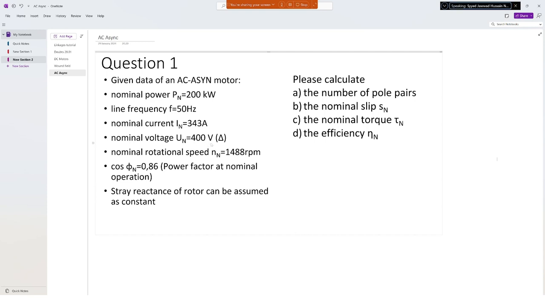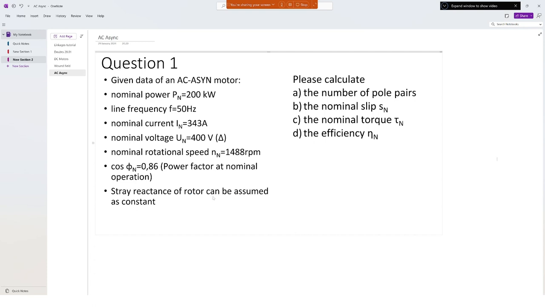Nominal voltage 400 volts. Look at this triangle marking, it means it's delta. Nominal rotational speed 1488 rpm. Cos phi n is the power factor that I mentioned. Cos phi n is 0.86, the power factor at nominal.